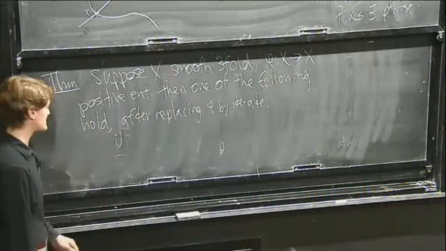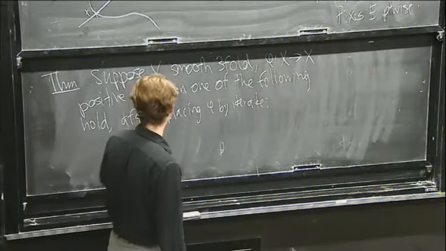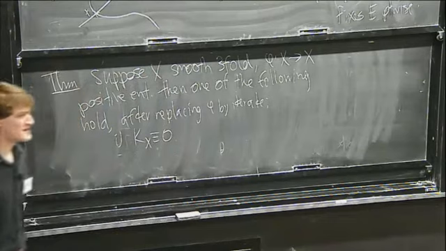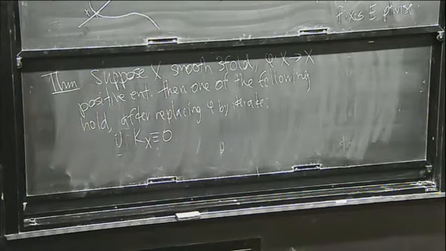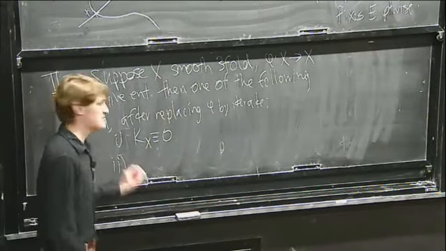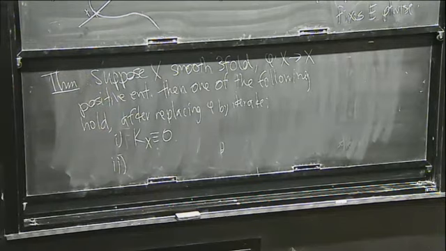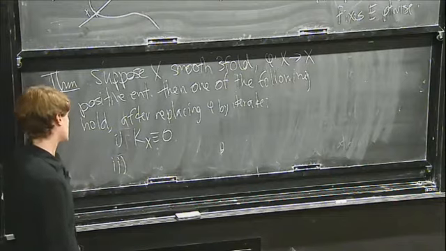OK, the first possibility is that K_X is numerically 0. So this covers the abelian threefold examples that we saw before. There are also Calabi-Yau examples. And I mean, this is a much harder problem, probably, to say anything in these cases. OK, so it could be that K_X is 0.